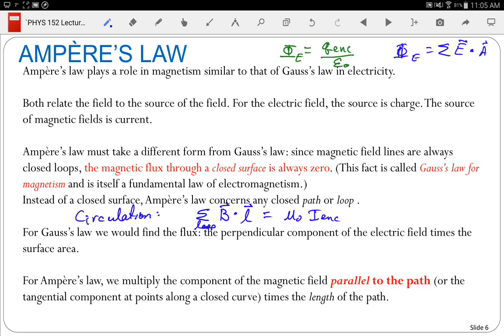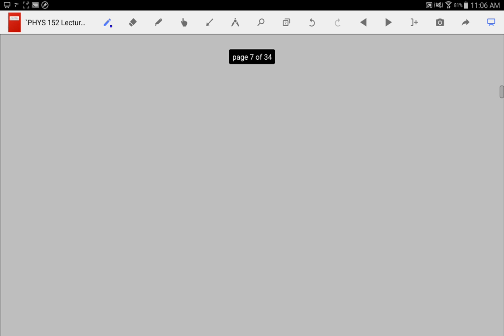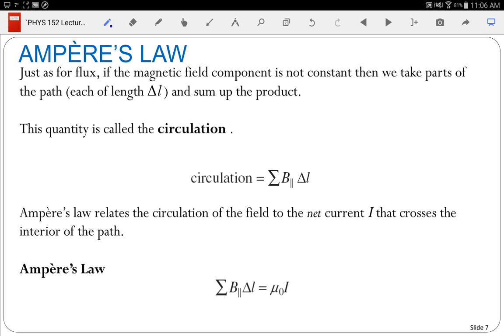So this here is useful for helping us find the magnetic field. We are going to need to find a path that allows us to calculate the magnetic field parallel to the path, and then that will tell us about the current enclosed, or if we know the current enclosed, we can find the magnetic field. So let's go straight to a practical example of Ampere's law. Well, first we have the two equations that I just wrote.